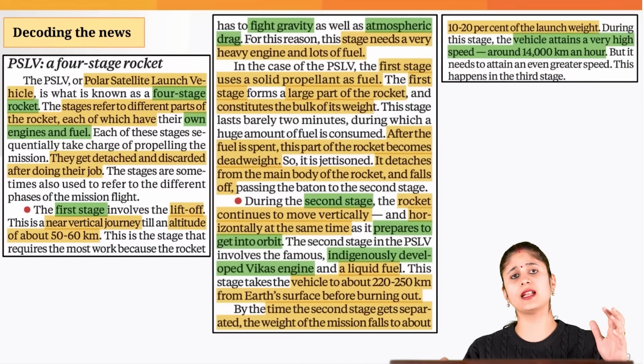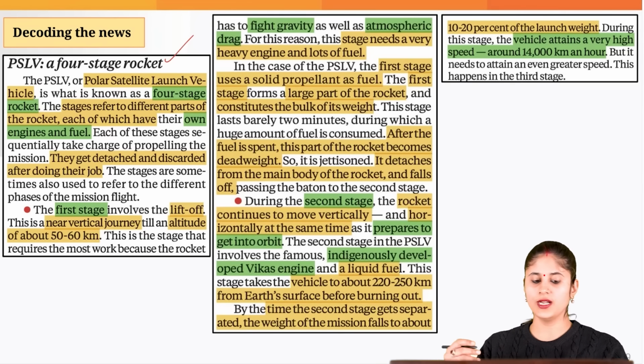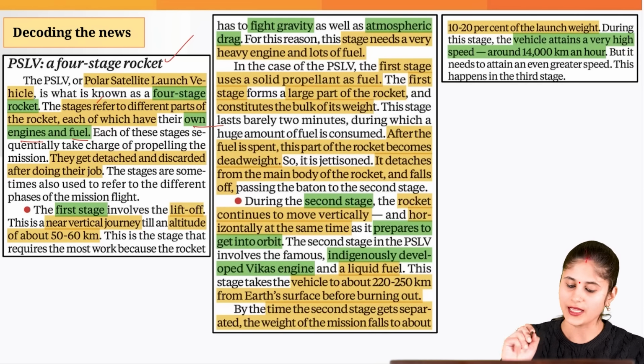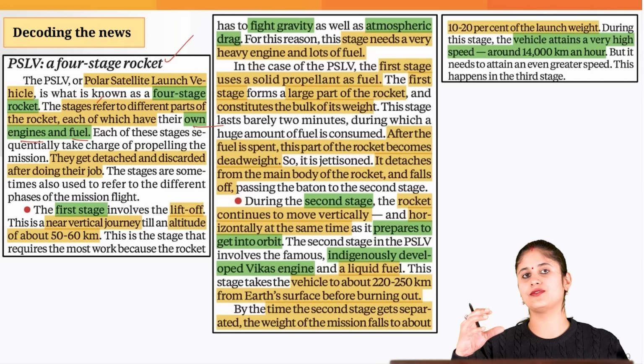Now let's understand the different stages of this PSLV rocket. It is a 4-stage rocket, that is Polar Satellite Launch Vehicle, and here the stages basically refer to the different parts of the rocket. Each of them has its own engines and fuel. And as and when one stage gets completed, that part gets detached from the rocket.